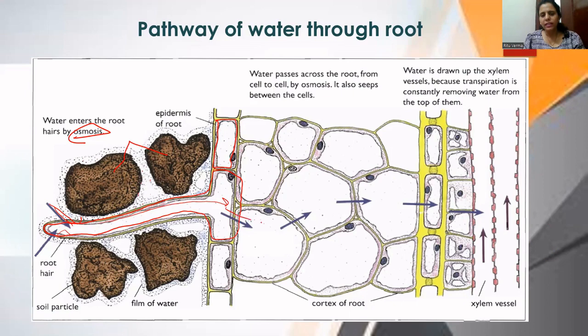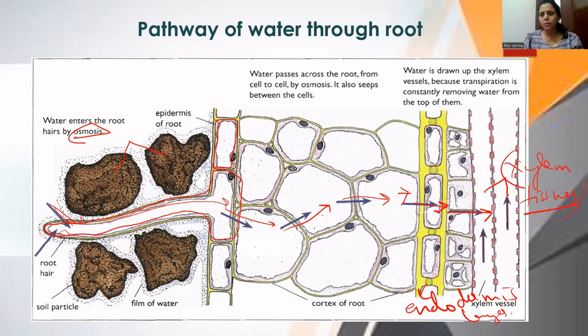Okay. And then it has to cross these cortex cells. And after crossing all the cortex cells, it has to pass through the endodermis layer. So this is your endodermis layer. And from the endodermis, this water and mineral directly enters into the xylem tissues. So these are your xylem tissues.